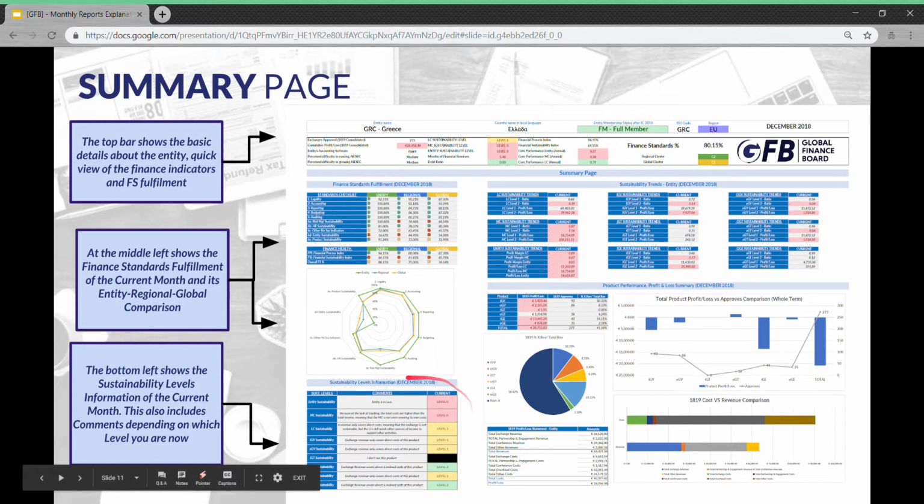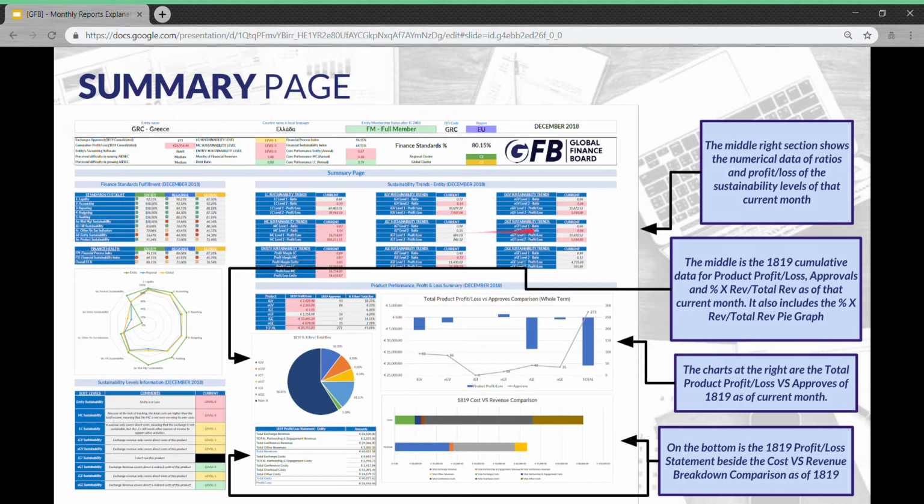Meanwhile, the one at the bottom left shows the sustainability level information of the current month. This also includes the comments depending on which level you are now. So meaning you will see what level your entity is at this current month and the comments that support it.